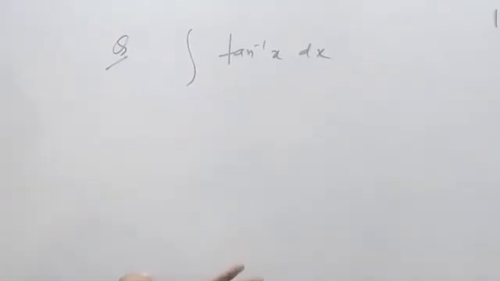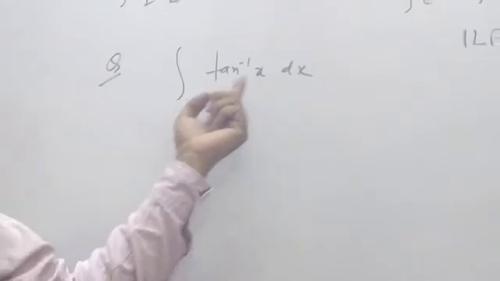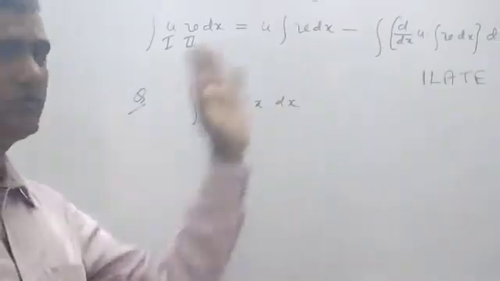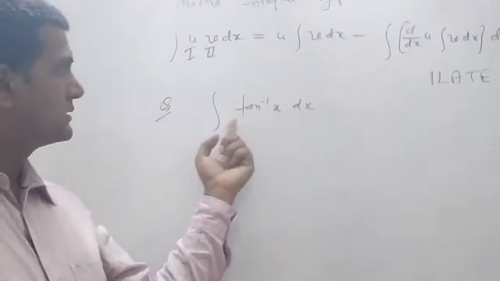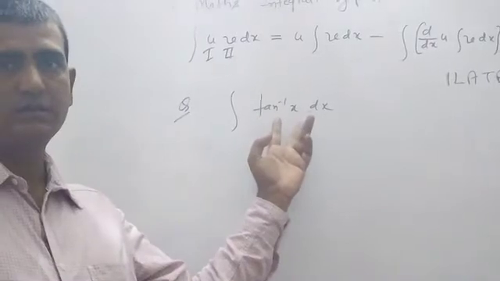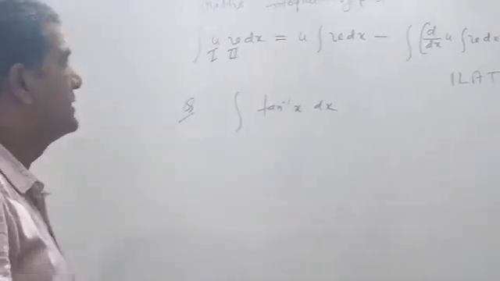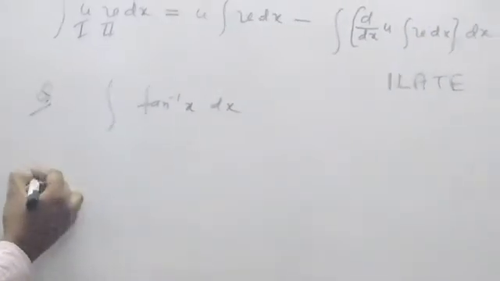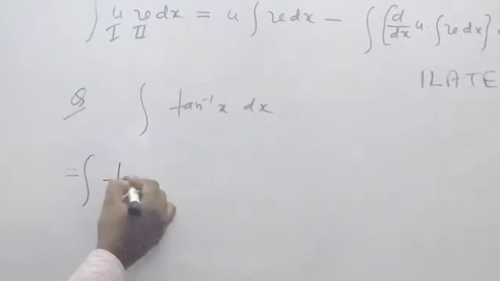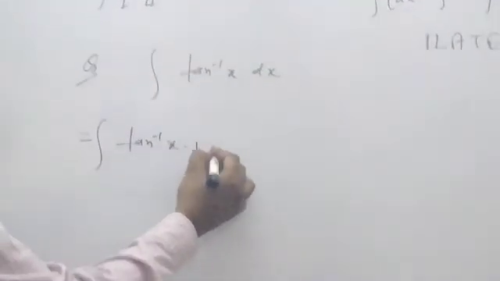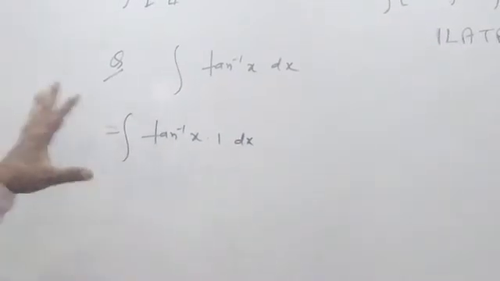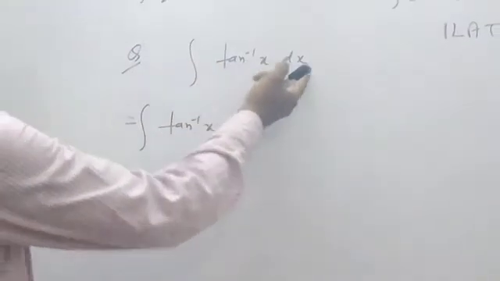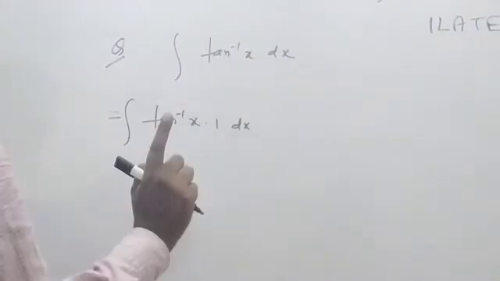In this question, integration of tan inverse x dx. We don't know the integration of tan inverse x directly. So to apply this formula, we have to write the given question as two functions. Why? Because there are two functions here. So tan inverse x dx means tan inverse x into 1 dx, because if any function is multiplied by 1, the same function will come.